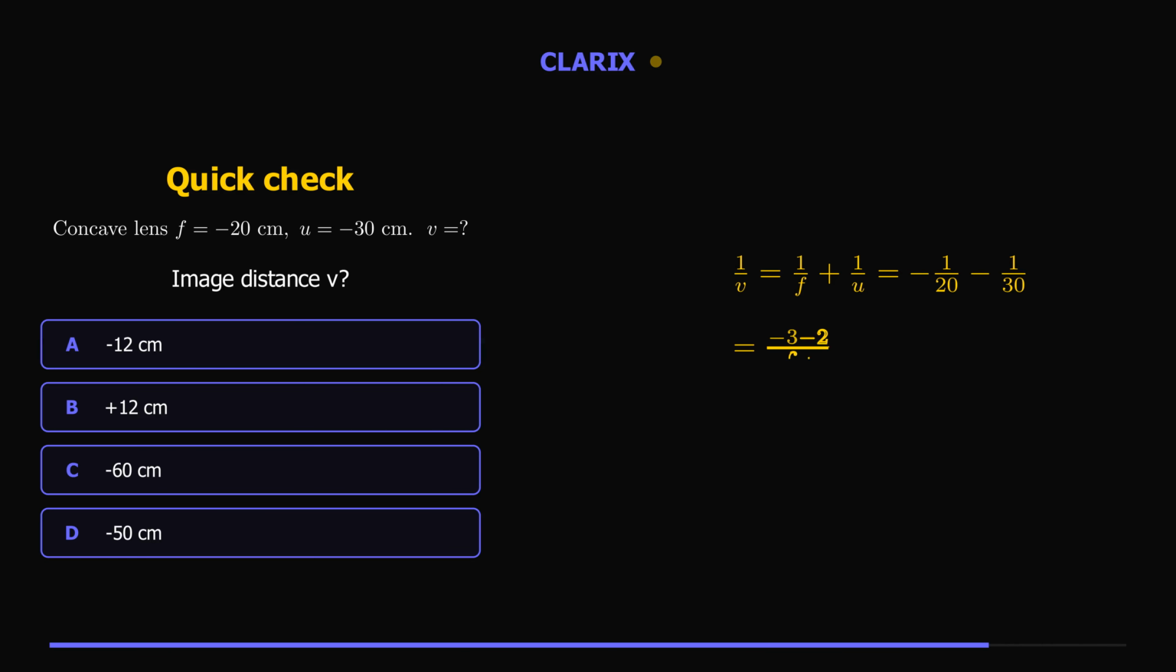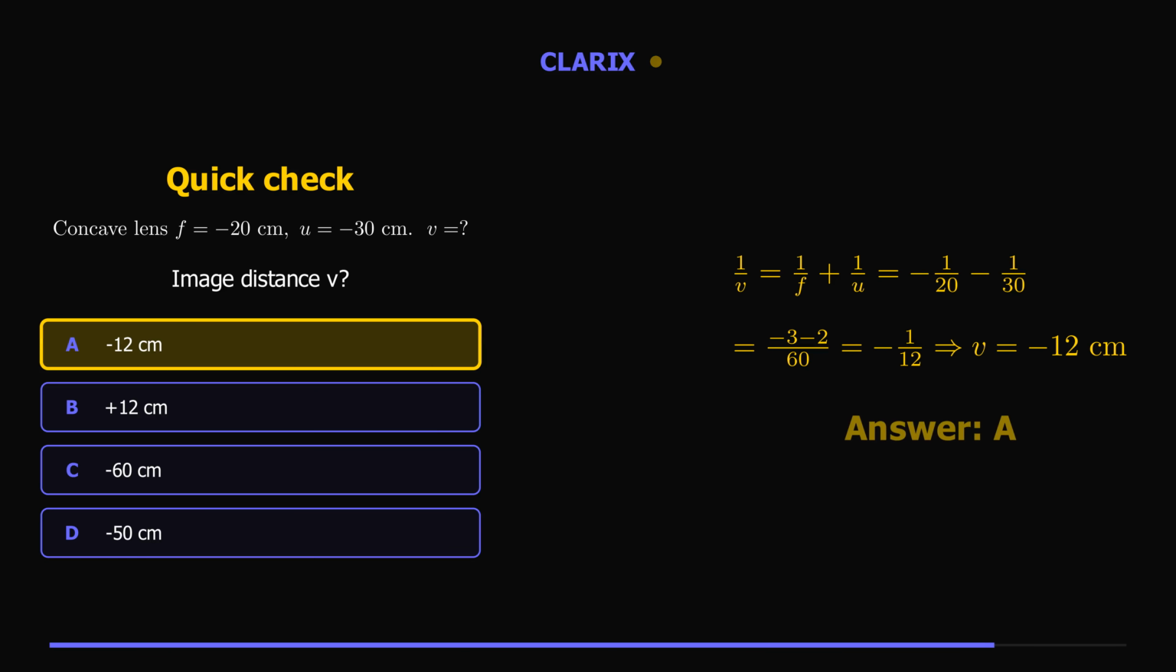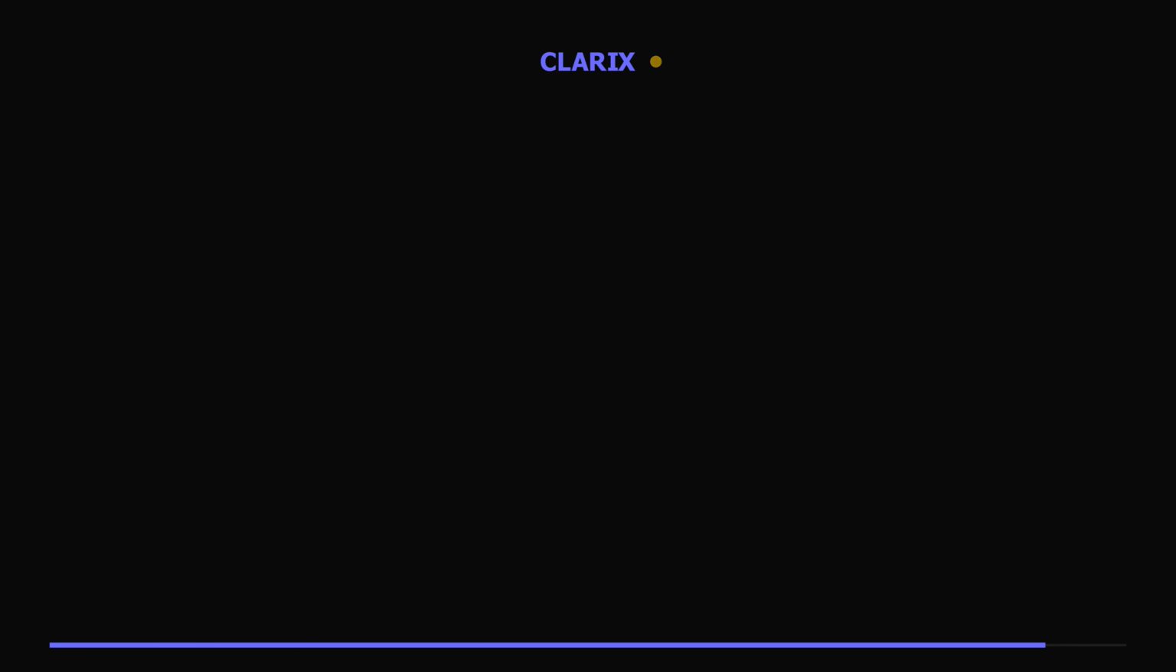Lens formula. Remember the minus. 1 over v equals 1 over f plus 1 over u. That's minus 1 over 20 plus 1 over minus 30. Over 60, minus 3 minus 2 is minus 5 over 60, which is minus 1 over 12. So v equals minus 12 centimeters, a virtual erect diminished image, just as a concave lens always gives. That's option A.